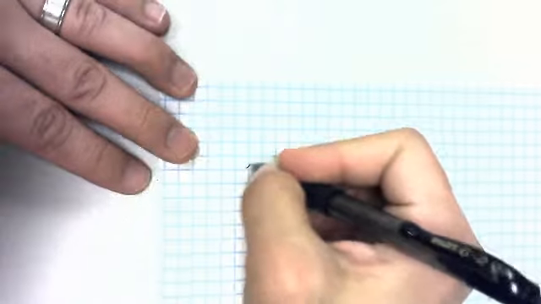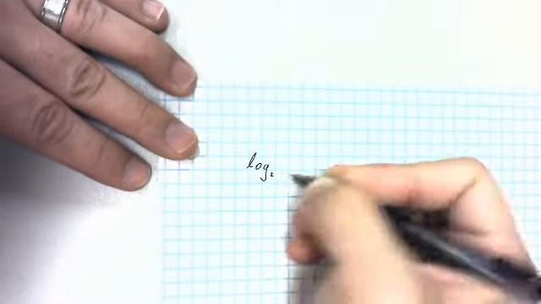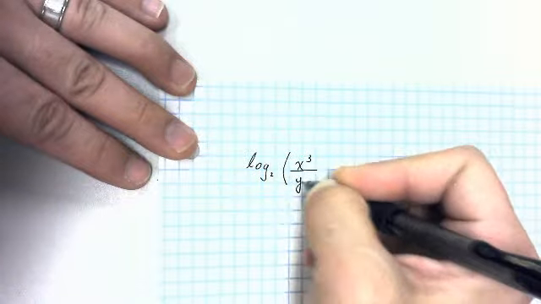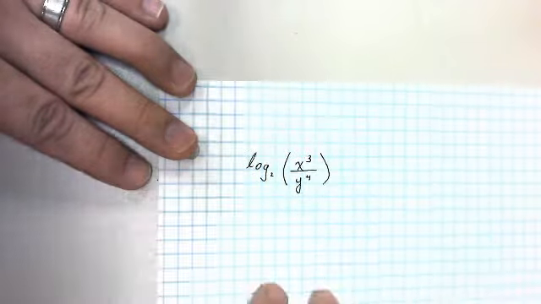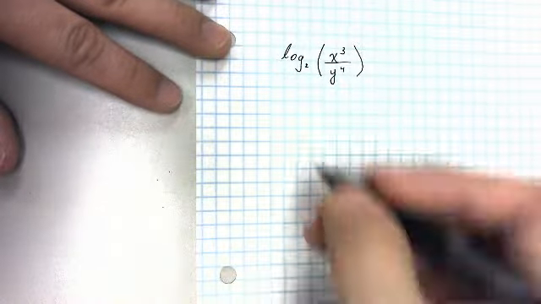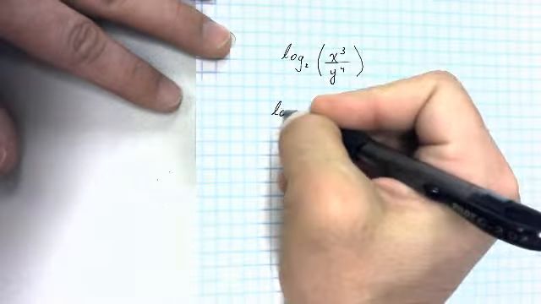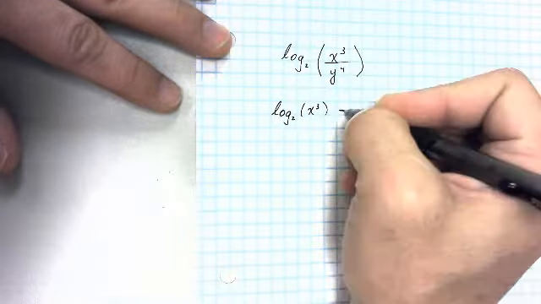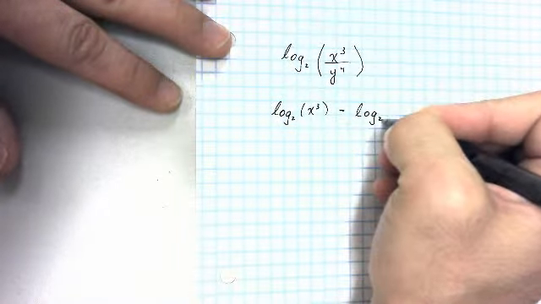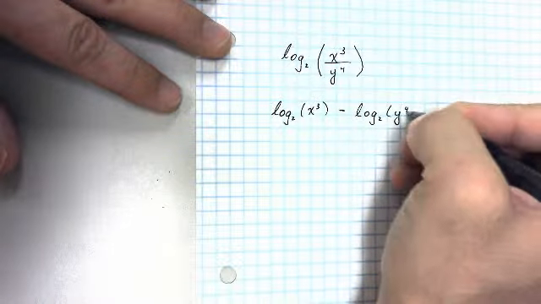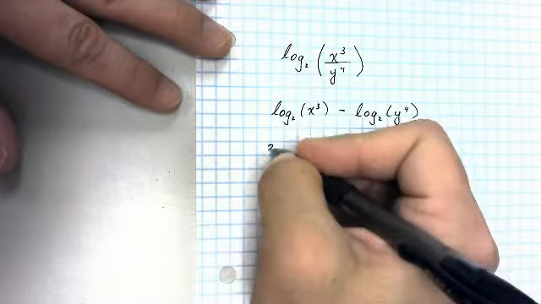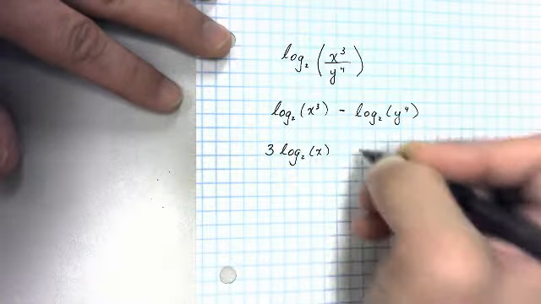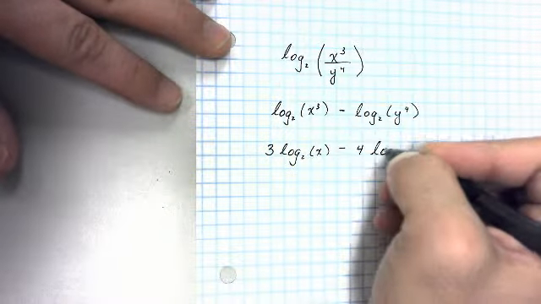I could also move back the other direction, so I could take something that looks a little complicated, log base 2 of x cubed over y to the 4th, and I could write that as 2 separate logs. So that would be log base 2 of x cubed minus log base 2 of y to the 4th power, which can be written as 3 log base 2 of x minus 4 log base 2 of y.